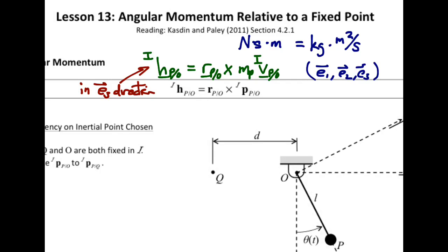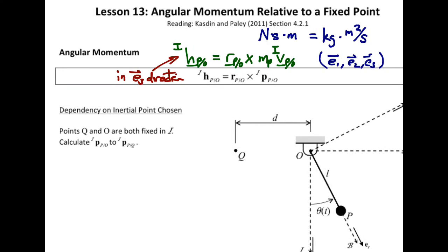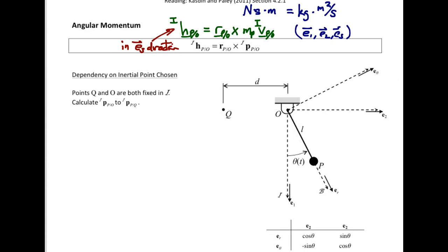Next, let's demonstrate why it's important to indicate at what point that you're calculating the angular momentum about. So here, the inertial point that we're choosing, this fixed point that we're choosing, matters. And what's implied here is that we should get a different value of angular momentum depending on the inertial point that we choose to calculate this about. So let's find the angular momentum about point O of this simple pendulum, as well as about point Q of this same simple pendulum, and see what we come up with.